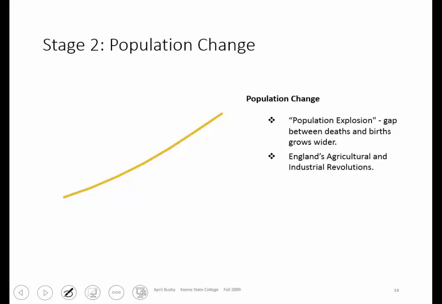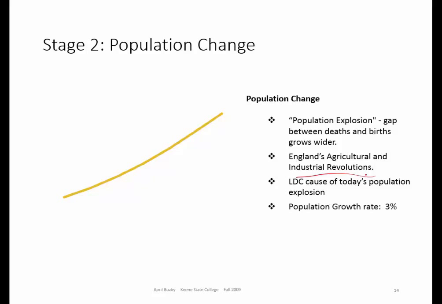This is because of England's agricultural and industrial revolutions, like we said before. Low death rate is the cause of today's population explosion. Population growth rate is 3%. This 3% is key.